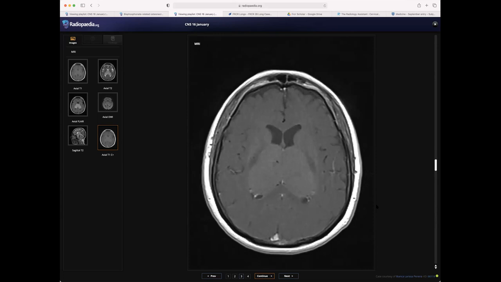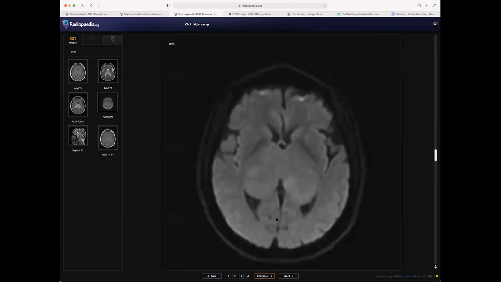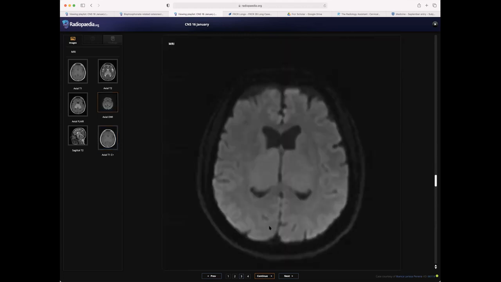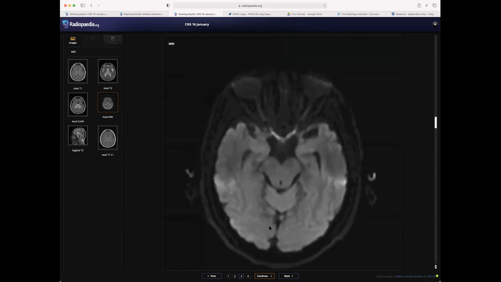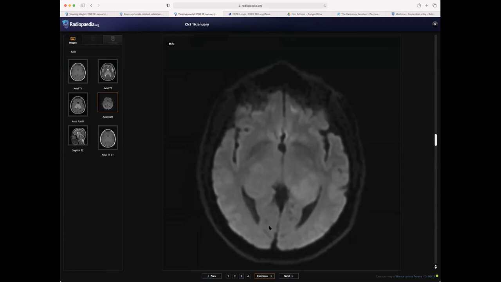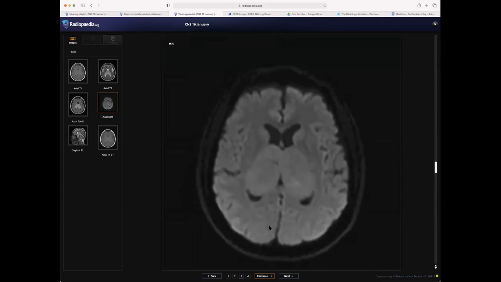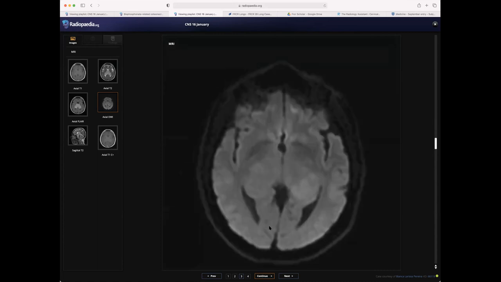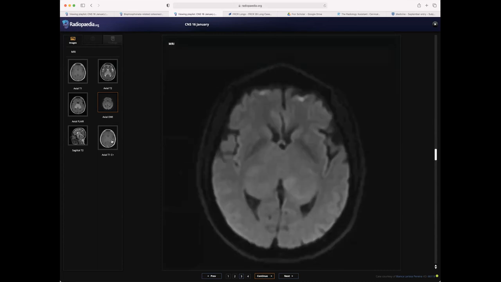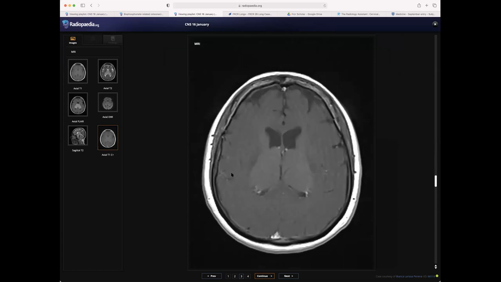Can I have the diffusion weighted images? Sure. Okay, so no restriction in these areas. The flow voids in the internal cerebral veins appear to be normal, and the enhancement of them is also normal on the post-contrast images. So I am considering glioma.